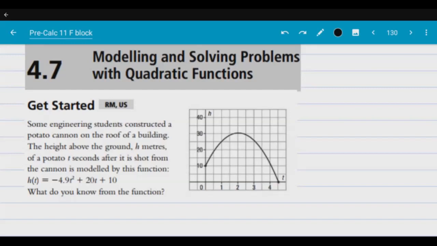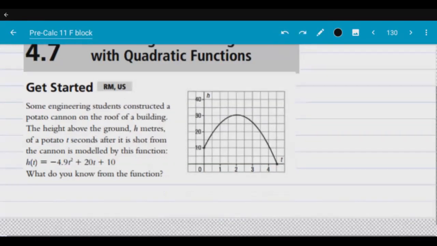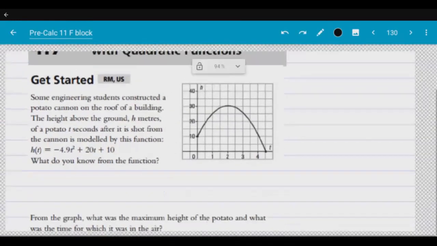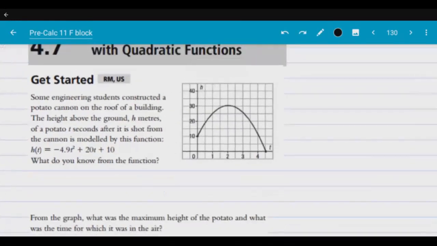Okay. Next, since t squared has a negative coefficient, I know that the potato would hit the ground at some point, because as it is fired, it is going up, but then it's going to come down because of the negative a value. All right. Now, from the graph, what is the maximum height of the potato? And what was the time for which it was in the air?